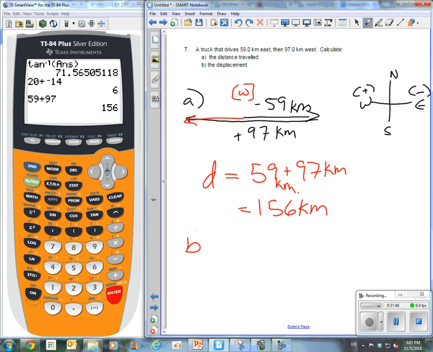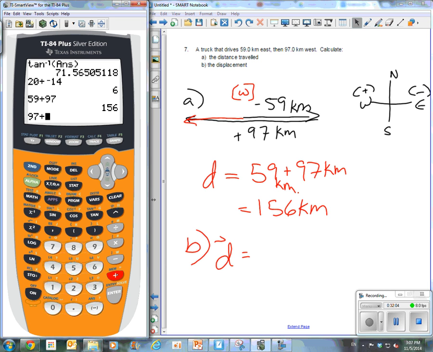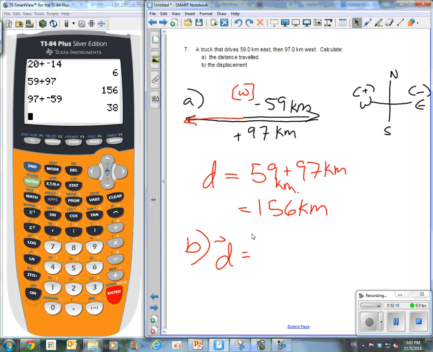B is asking me for the displacement, so now it cares about direction. So now we know that we're going to be going west. And now this is where I need to make sure that I include positive and negative to indicate my values. So 97 plus negative 59, and I get a total of 38 kilometers. And because it's positive, we can confirm still that this would be west.